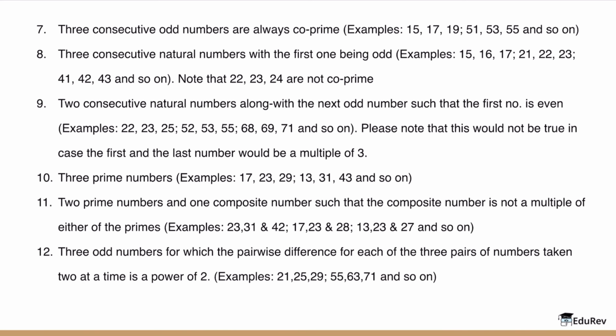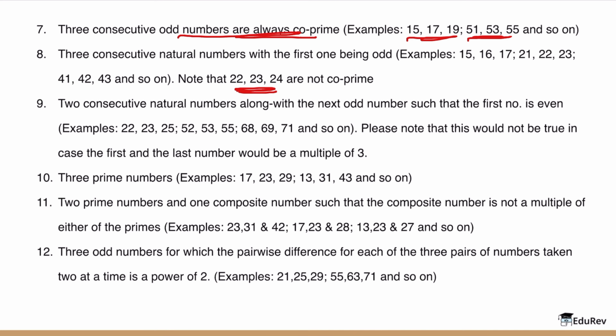Okay, next. So next we are going to talk about more properties. So property number 7, what does property number 7 say? Property number 7 says that 3 consecutive odd numbers are always coprime. So 3 consecutive odd numbers are always going to be your coprime. That is, for example, these numbers are always going to be your coprime numbers. Then 3 consecutive natural numbers with the first one being odd, those are also going to be your coprime, and you have to note that these are not coprime.